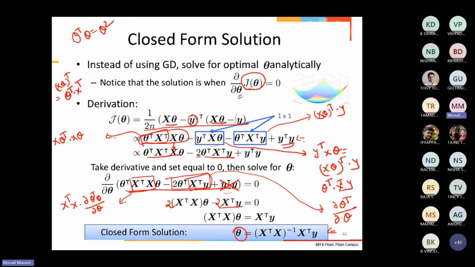Yeah, so this derivation was just to know how we are arriving at this formula, where X transpose X inverse into X transpose into Y. Now, what is X in this case?